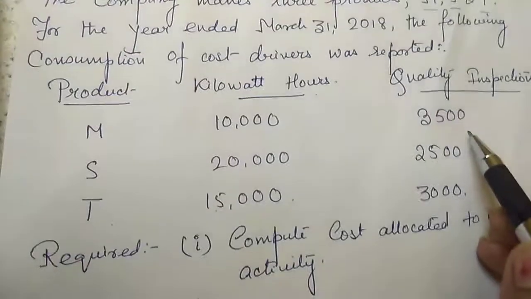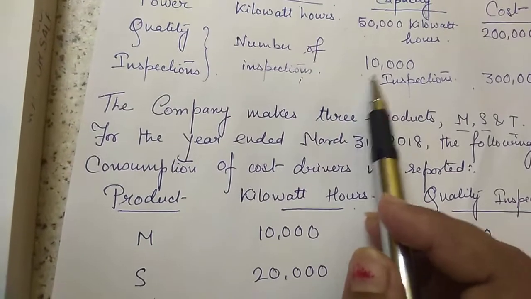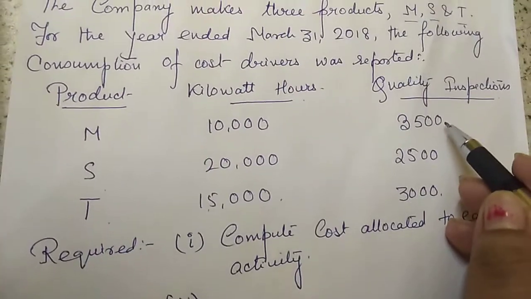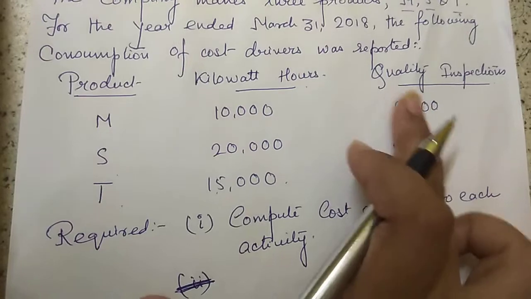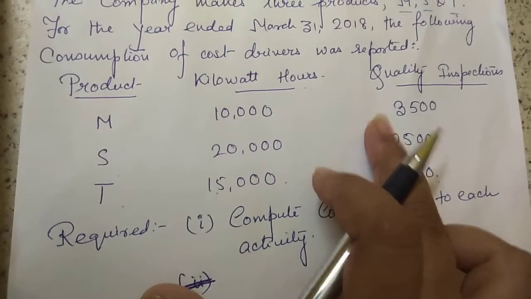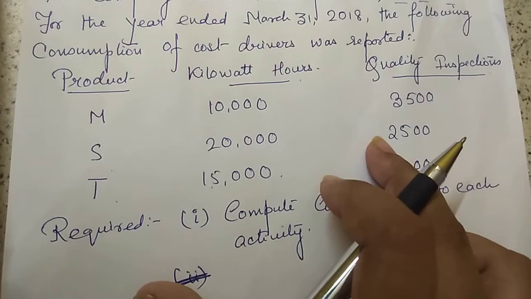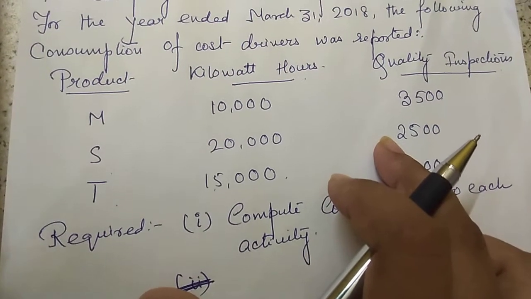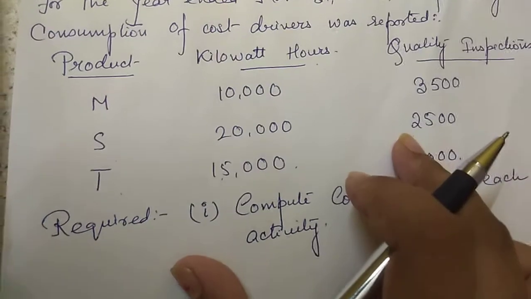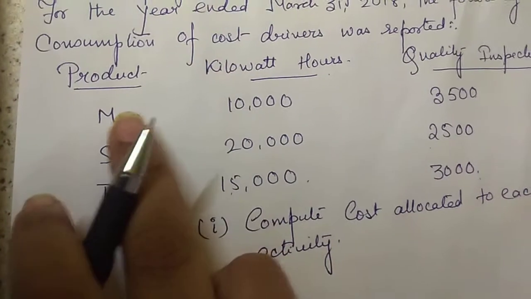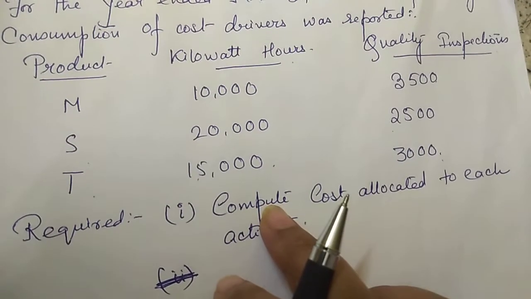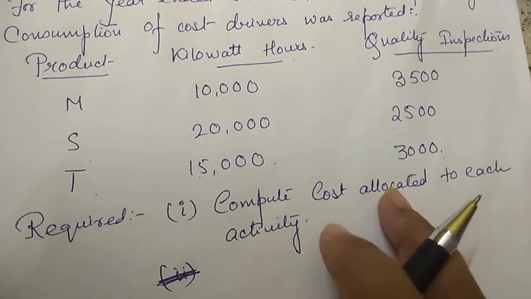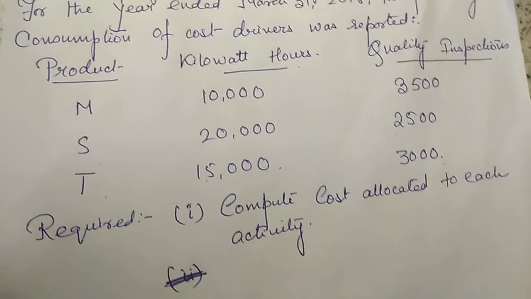Quality inspection, total number of quality inspections given is 10,000. Now this 10,000 has been divided among M, S and T. The summation is obviously not coming to 10,000, it's near about 10,000. 3,000 plus 3,500 is 6,500, plus 2,500 it's coming to 9,000. So there are instances of unutilized capacity. Let it be. I have 3 products, M, S and T. You are required to calculate cost allocated to each activity. So how many activities are there?